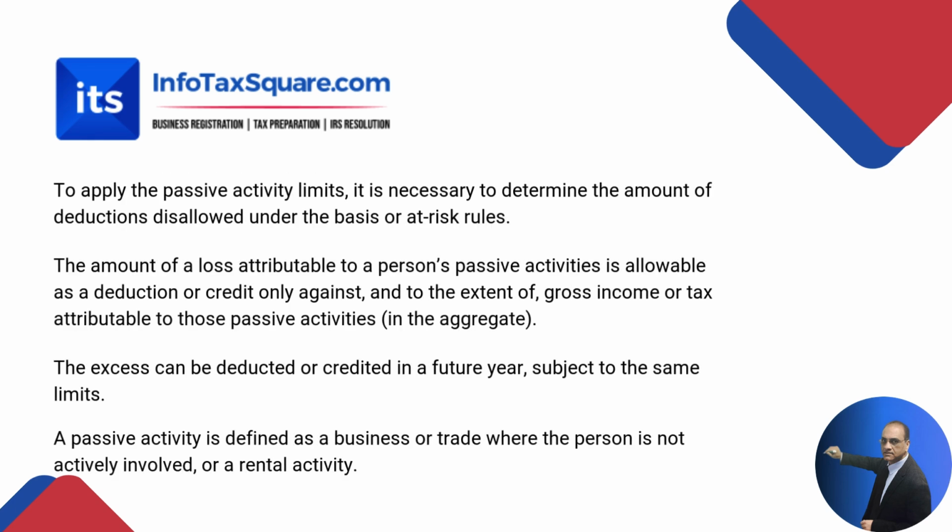To apply the passive activity limits, it is necessary to determine the amount of deductions disallowed under the basis or at-risk rules. The excess can be deducted or credited in a future year, subject to the same limits. What is the definition of a passive activity? A passive activity is defined as a business or trade in which the person is not actively involved, or a rental activity. Now I'm going to share with you some conditions.